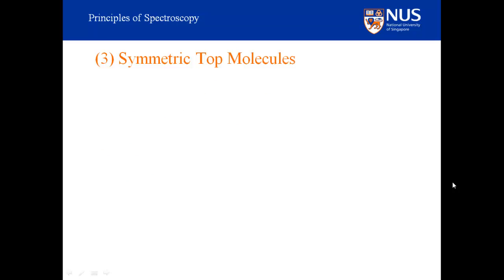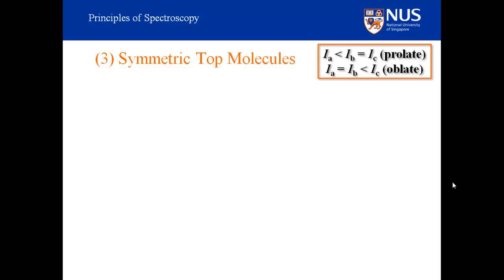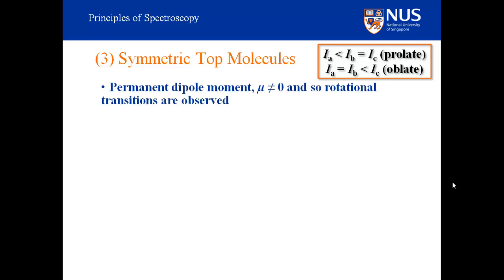Now I want to talk about symmetric top molecules, and as we've discussed, we've got two different types. We've got the prolate and the oblate. Now it is possible that our symmetric top doesn't have a dipole moment. However, if it does have a dipole moment, it will have a rotational spectrum. So we'll start off with prolate symmetric tops, where the moment of inertia around one of the axes is smaller than the moments of inertia around the other two axes.